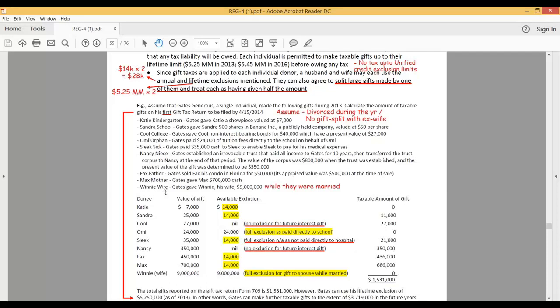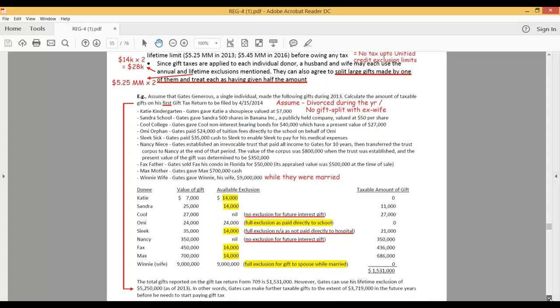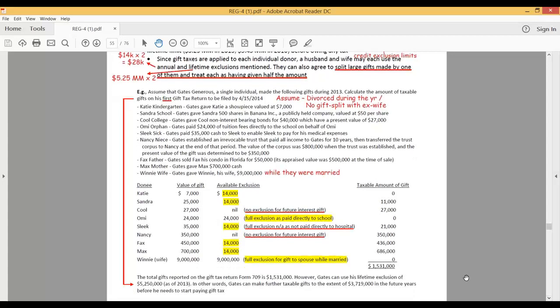And finally, the gift that is given to his wife, Winnie, $9 million, that is a marital deduction. You get 100% exclusion on that, right? So none of it is taxable. So if you look at the total taxable gifts that he has given, it is 1.531 million.